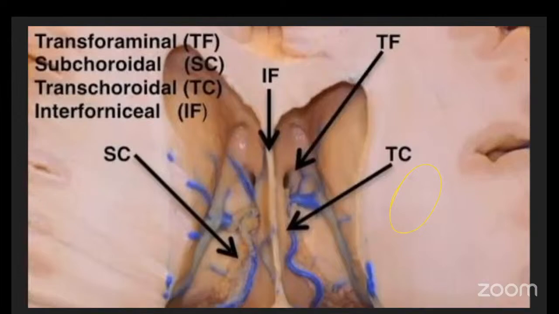Let's show you. We have the thalamus here. After the thalamus, we have the choroid plexus here, the choroidal fissure as well. And around it, we have the fornix. You're all with me so far?